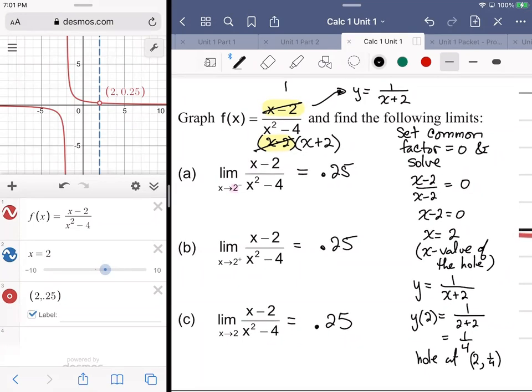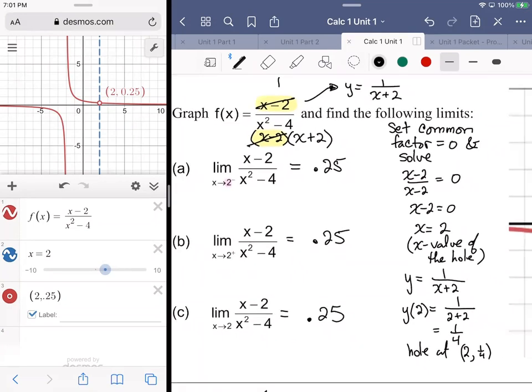All right. It also tells us if we evaluate this, that we have a vertical asymptote at x equals -2 and a horizontal asymptote of y equals 0. All right. So that's consistent with the behavior of the graph.